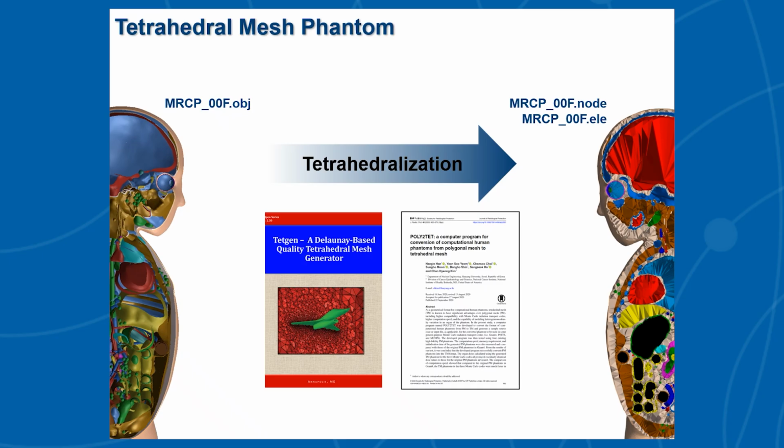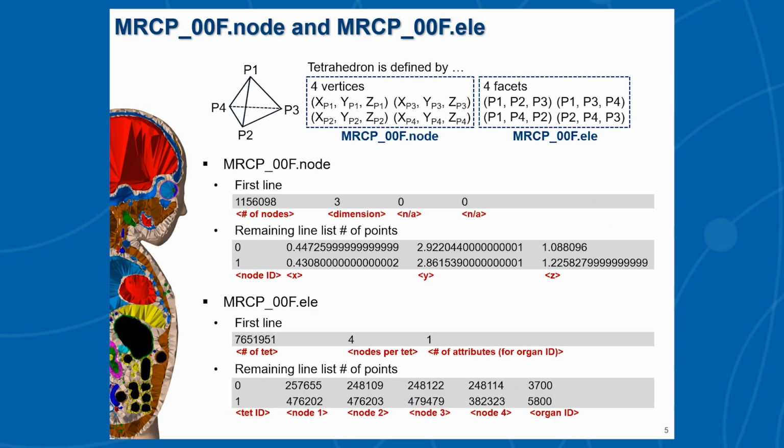In this webinar, we will skip the description of the OBJ file as it is a widely used file type. As already mentioned in the previous presentation, the tetrahedral mesh phantoms can be generated by filling the polygonal mesh phantoms with tetrahedrons via a tetrahedralization process using the TetGen or Poly2Tet software. As you already know, a tetrahedron can be defined by 4 vertices and 4 faces. The node file contains the vertex information and the ele file contains the node information.